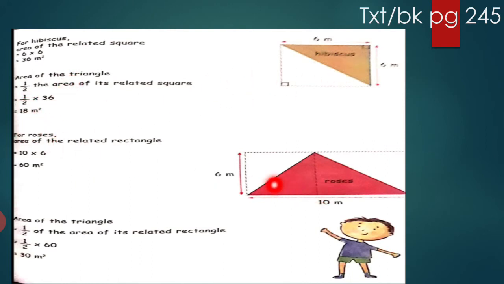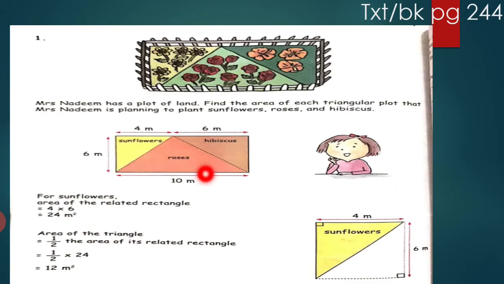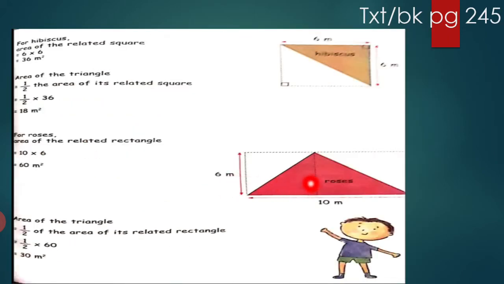In case of roses, you have to take the complete rectangle, you can see over here, students. For roses, you have to take this complete rectangular area having breadth equal to 10 meter and length equal to 6 meter. In order to find the area of a rectangle, multiply both these, and you will find the area of the rectangle.